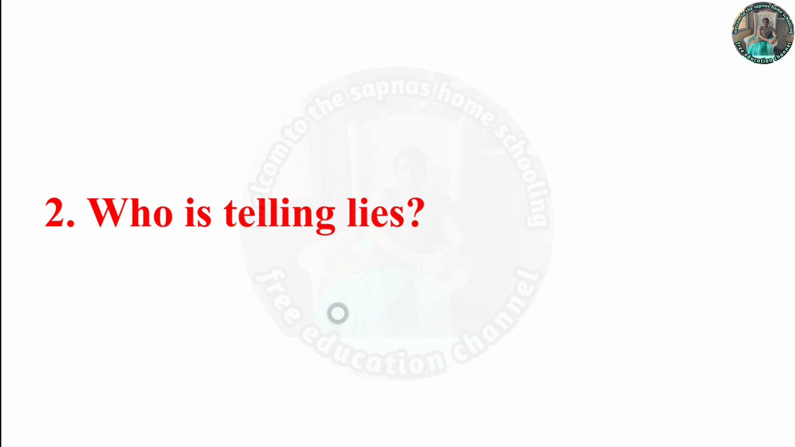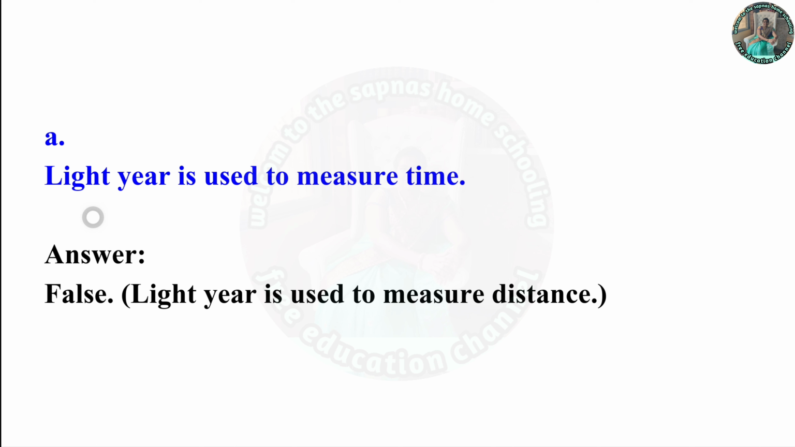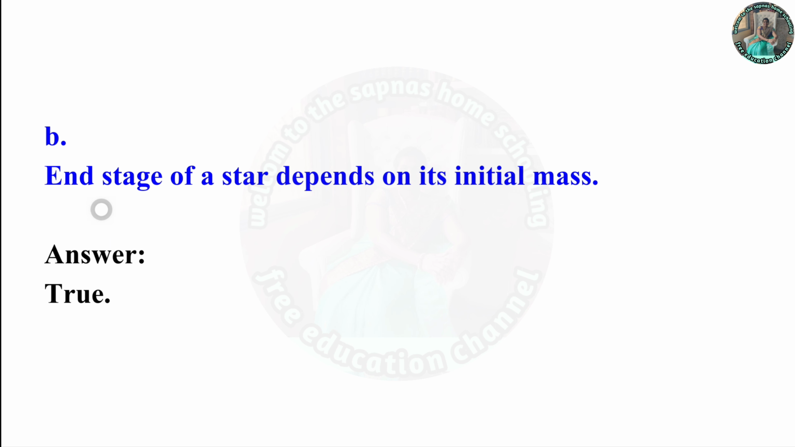Who is telling lies? Light year is used to measure time. False. Light year is used to measure distance. End stage of stars depends on its initial mass. True.